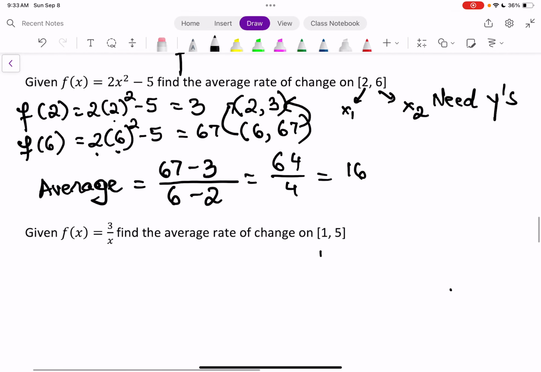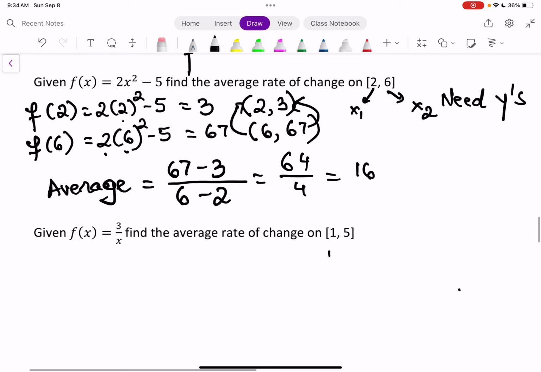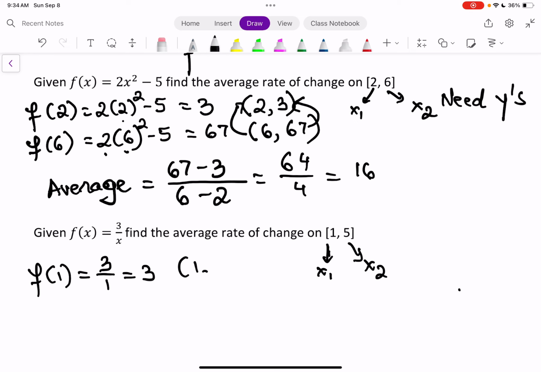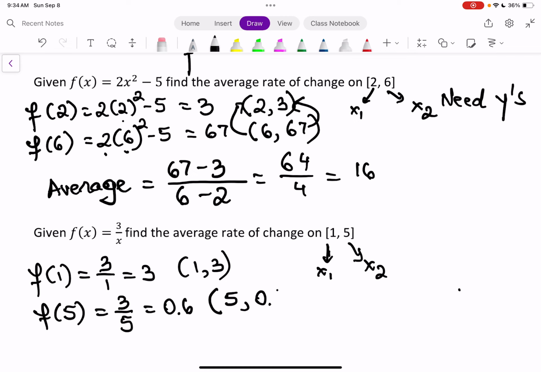So let's try this again. Same thing. The 1 and the 5 here are the x values. I need to find the y's to them. So plug in 1 for x. And then plug in 5 for x. You can leave it as 3/5, or you can even take your calculators and change it into a decimal, as it might be easier to look at.